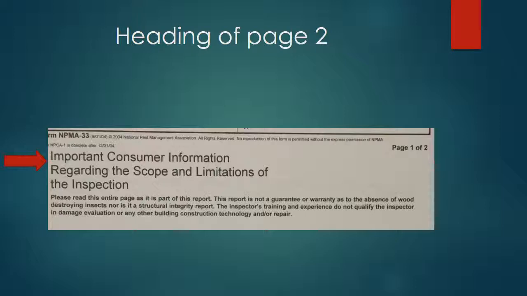It also says this is not a guarantee or warranty as to the absence of wood destroying insects. I would say that usually most states have a 90-day guarantee, so I would say it is sort of a warranty because of that 90-day guarantee. But once again, on the other side, we marked our obstructions and inaccessible areas that will at least help cover us on the areas that we couldn't inspect.